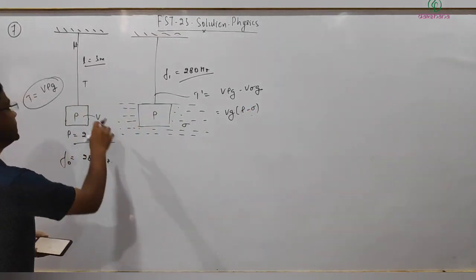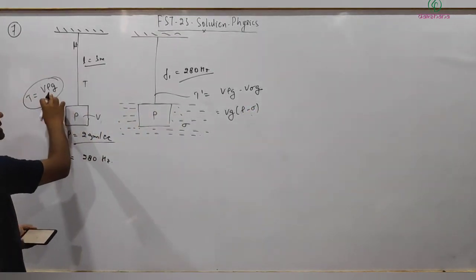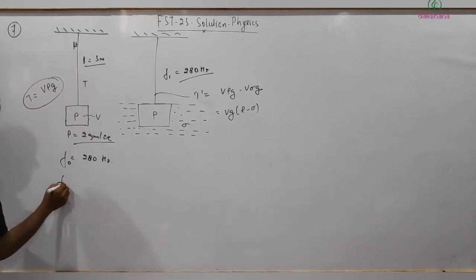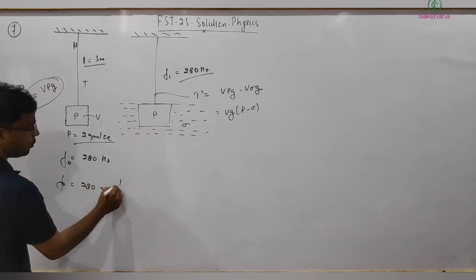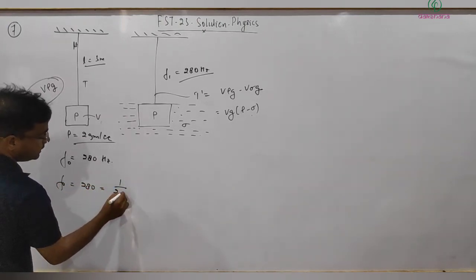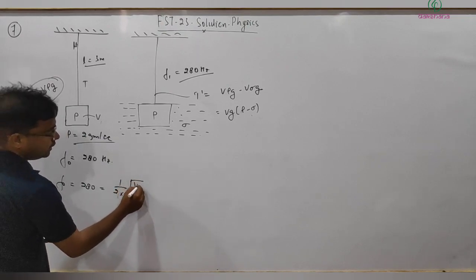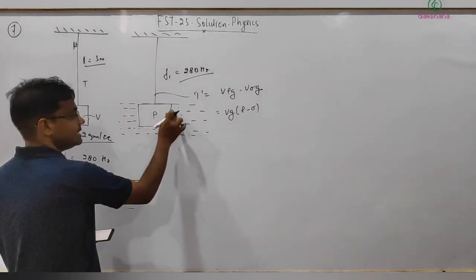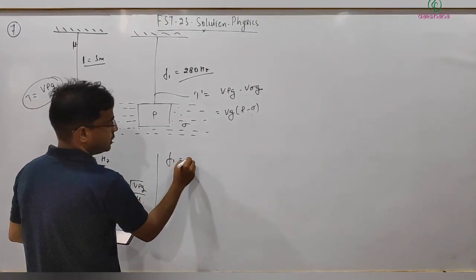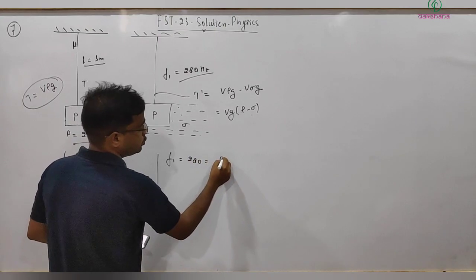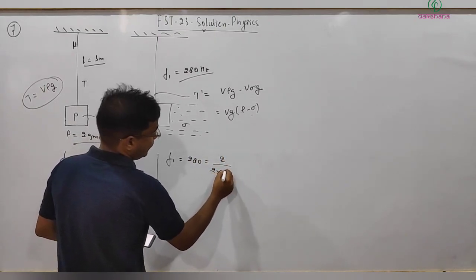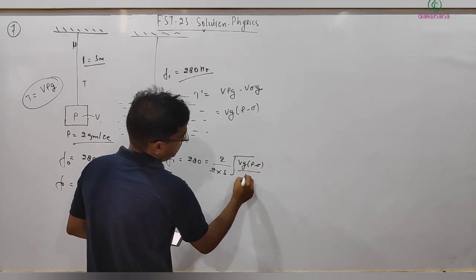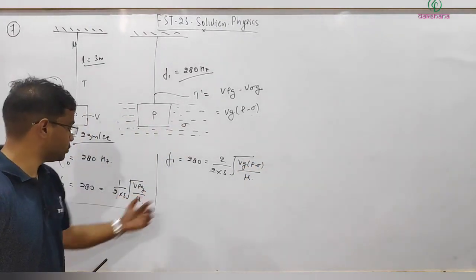So let me say the tension in this is T, and the linear mass density of this wire is mu. Then I can write f0 is equal to 280 is equal to 1 by 2L, L is 3 meter, under root T, T is V rho g, divided by mu. This is from condition 1. In this situation, the frequency becomes the first overtone, that is equal to 280, that will be equal to 2 divided by 2 into L, 3, under root V g into rho minus sigma divided by mu. So we got these two relations.